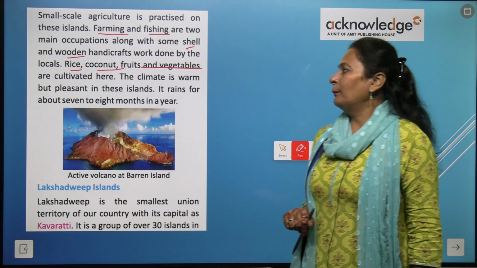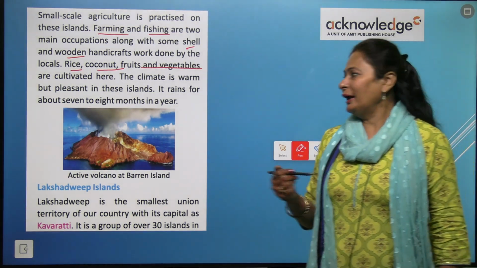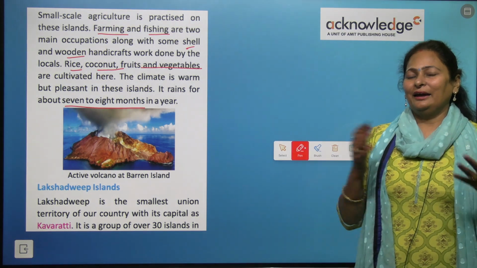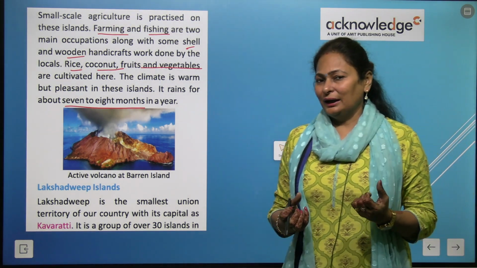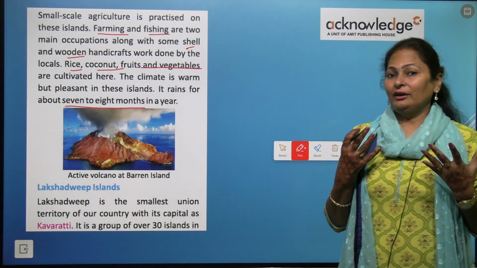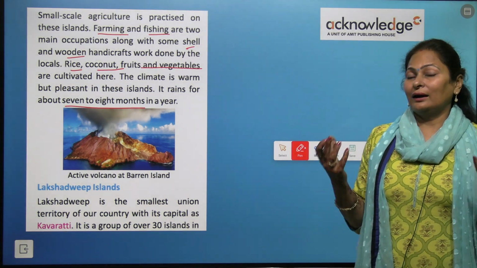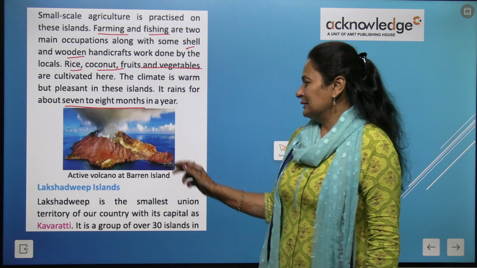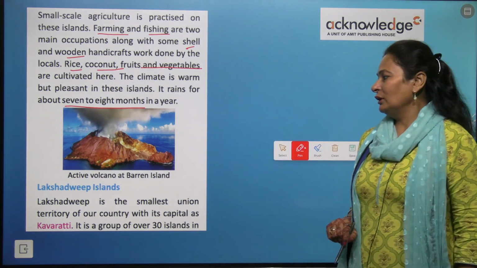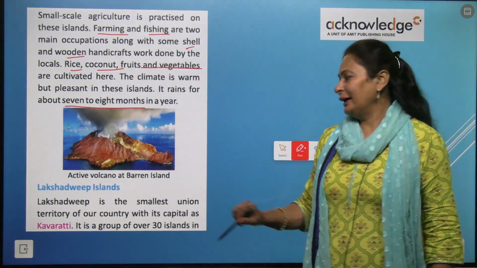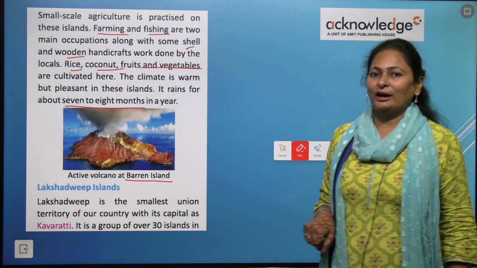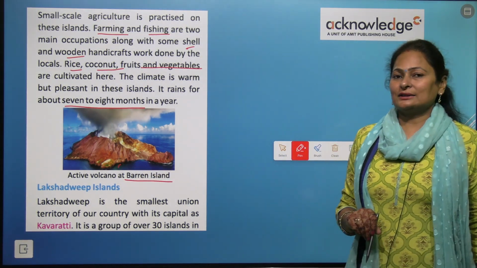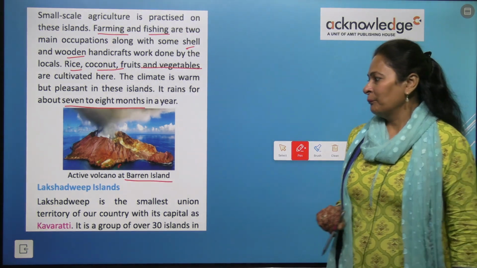It rains for about 7 to 8 months in a year, right? The islands receive heavy rainfall for about 7 to 8 months in a year. This is the picture of an active volcano at Barren Island. Barren Island is the name of the island, and this is the only active volcano in India.